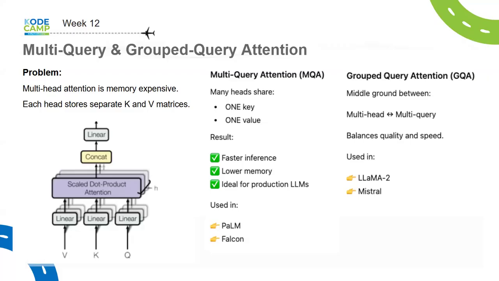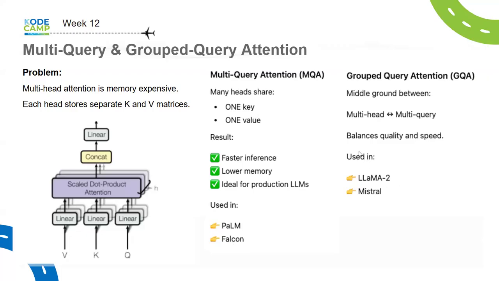So people have tried to improve this. One way is multi-query attention, where instead of having separate key and value matrices, you have many heads that share one key and one value matrix. So you get faster inference, lower memory consumption, and it's ideal for LLMs in production. Some LLMs use that one, PaLM and Falcon. Then you also have grouped query attention. This one is a middle ground between multi-head attention and multi-query, right? So it balances quality and speed. That one is used in Llama 2 and Mistral.